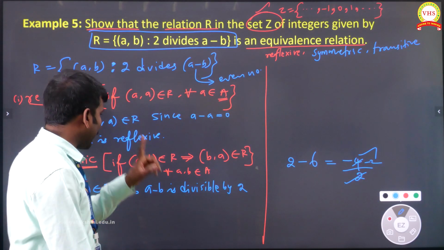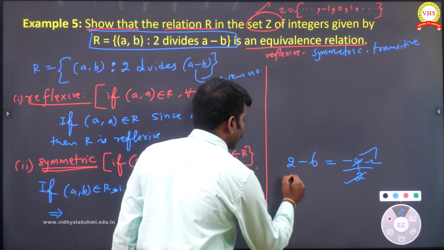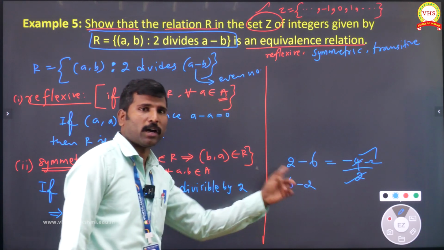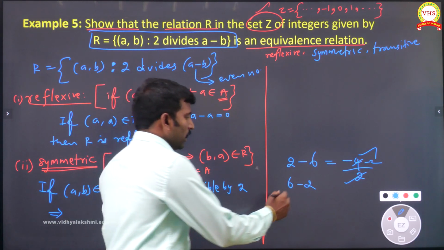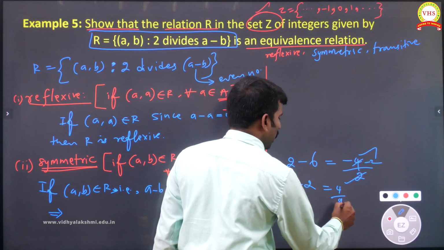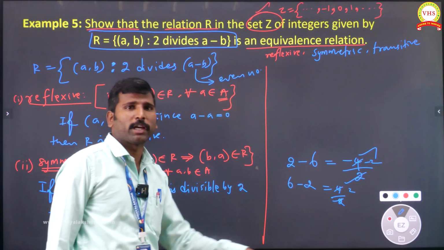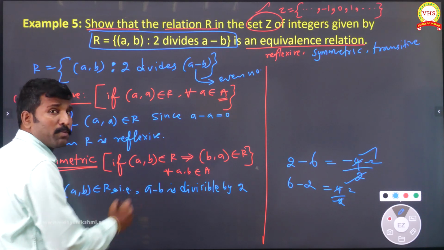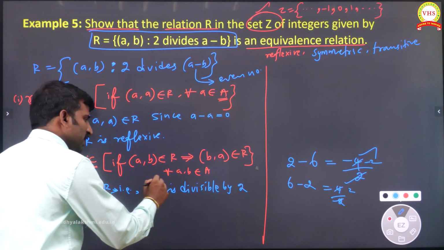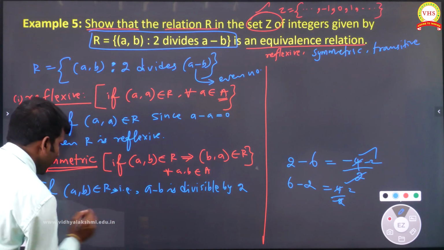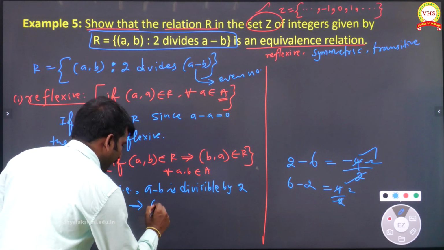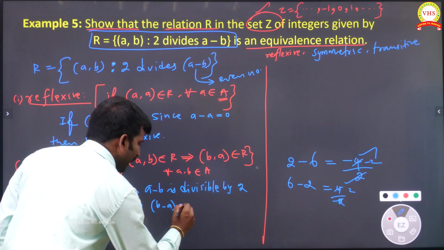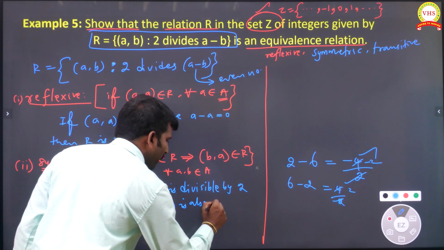Like that, suppose if you change the order, 6 minus 2, then what am I getting? Plus 4. Plus 4 also will be divisible by 2. That is also one of the evens. In the same manner, a comma b, in the sense a minus b, I am getting. If a minus b is divisible by 2, then what is the meaning actually? You can write, even b minus a is also divisible by 2.